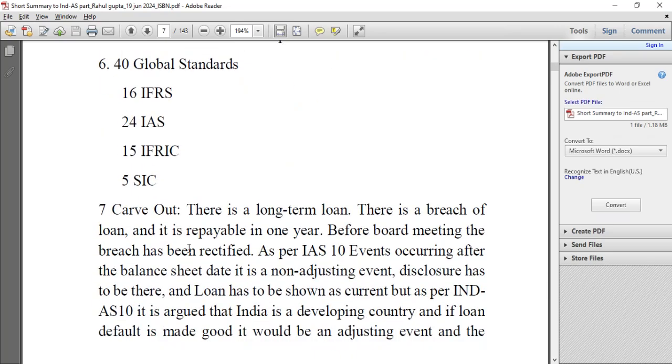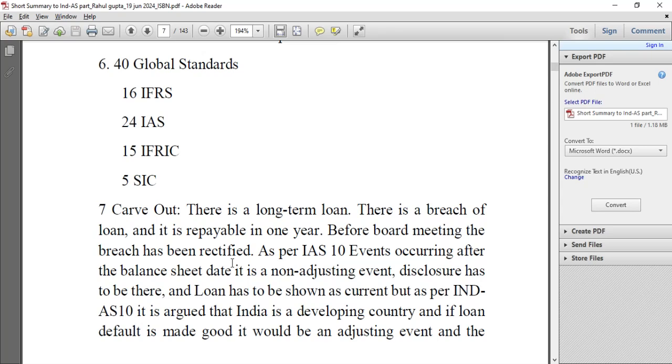When we say carve-outs, carve-ins, and removal of options, a carve-out is moving out of the IFRS. To give an example, there is a long term loan. There is a breach of the loan and it is repayable in 1 year. Before the board meeting, the breach has been rectified.